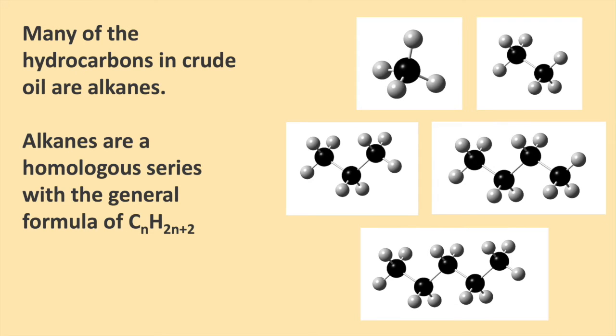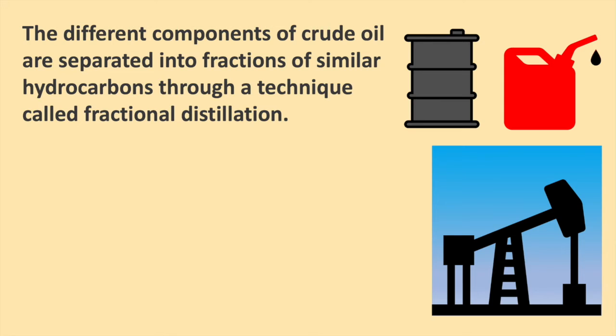These are examples of smaller alkanes, but the largest alkanes in crude oil can have as many as 35 or more carbons. In order to get crude oil into a usable form, you need to be able to separate out these different components with different sized alkanes.